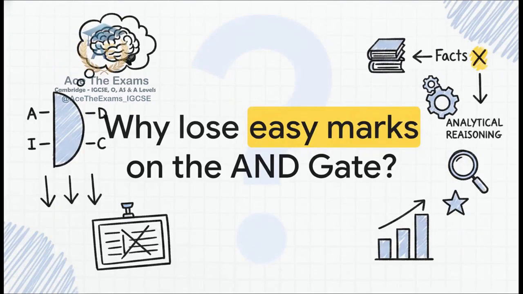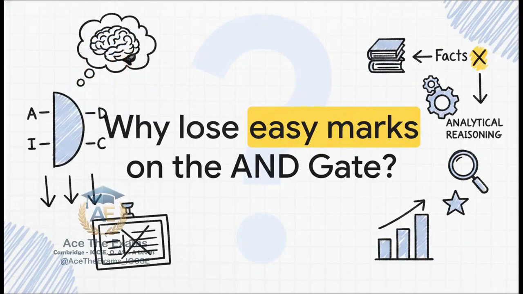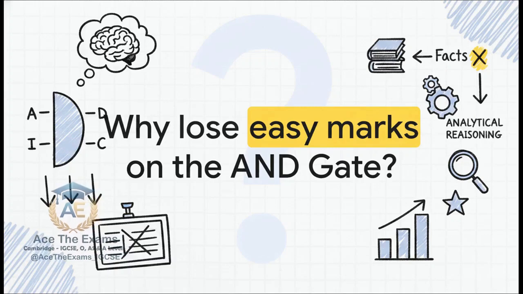Right off the bat, let's dive into this by confronting a major frustration. I see it all the time. Why are we losing marks on a seemingly basic topic like the AND gate? You know what an AND gate is. You know what it does. Yet somehow when the results come out, the maximum marks on those exam questions just slip away.